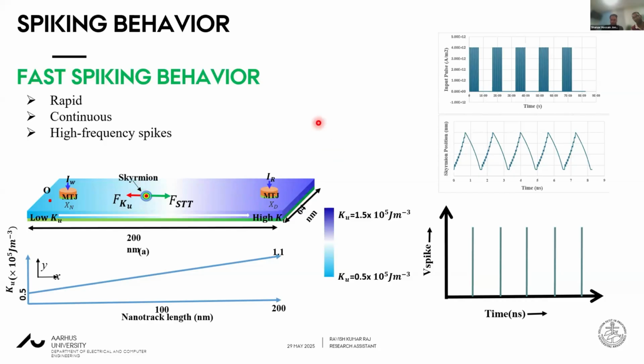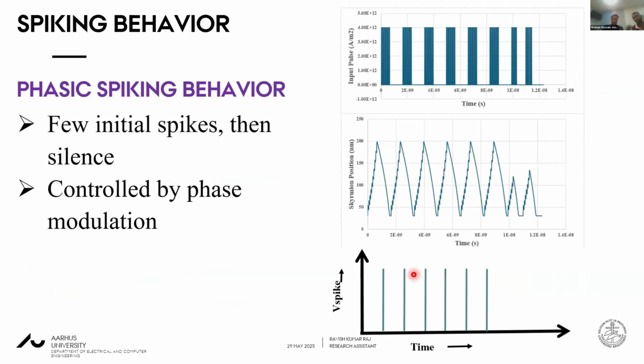We have observed a few results also. We have optimized the input pulse, both the magnitude and the width, based on which we can get fast spiking. Then, based on the type of input pulse, we can get the phasic type of spiking behavior, which has initial spikes for some time, and then for the rest of the time it goes silent, so there are no spikes at all. So it can be controlled by phase modulation.